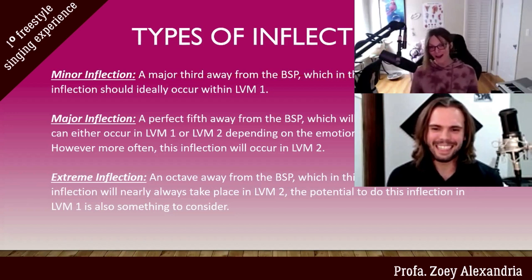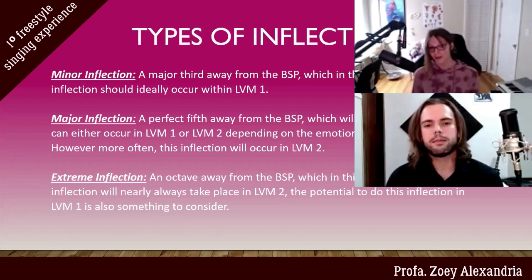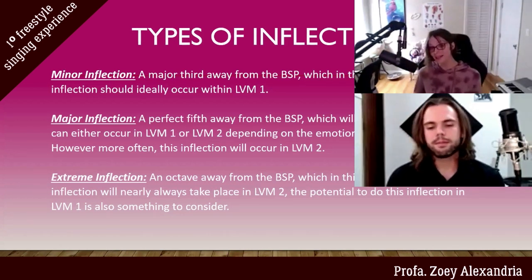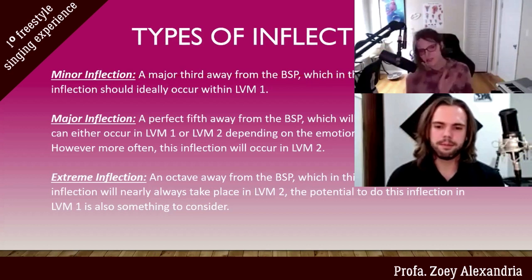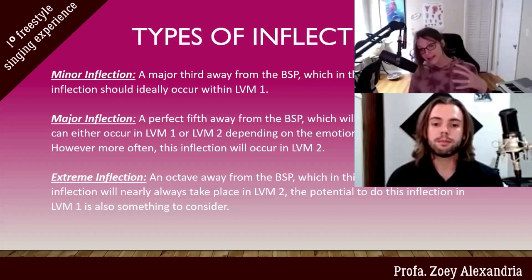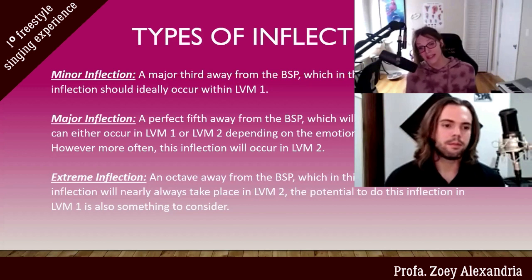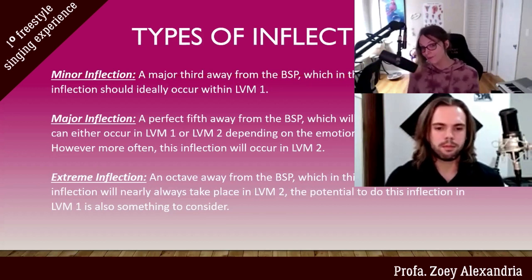However, more often, this inflection will occur with an M2. Now, the last inflection that we need to talk about is an extreme inflection. This usually takes place about an octave away from the BSP, which in this case would be a C5.